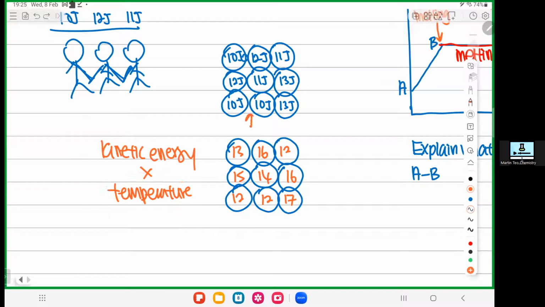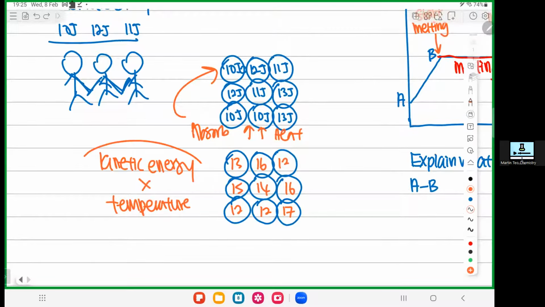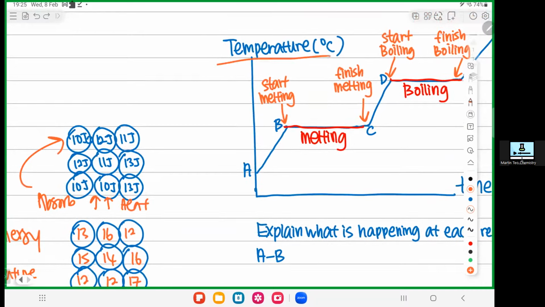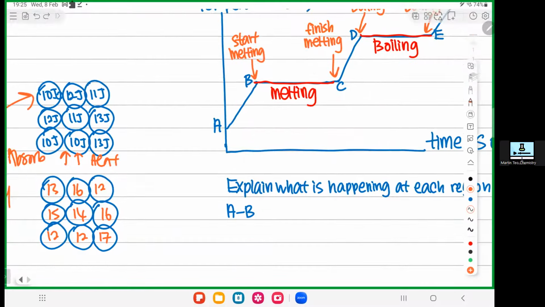So when you heat the substance, all the solid got more and more energy, right? Why? They absorb the heat. All the heat goes into the solid. We call it absorbing the heat. So when they absorb the heat, all the solid got more and more energy. What is the energy? Kinetic energy. When kinetic energy is higher, temperature is also higher. That's why from A to B, can you see the temperature actually becomes higher? The temperature goes up, isn't it?